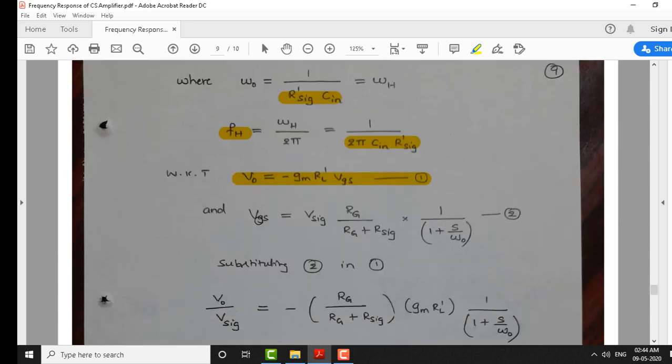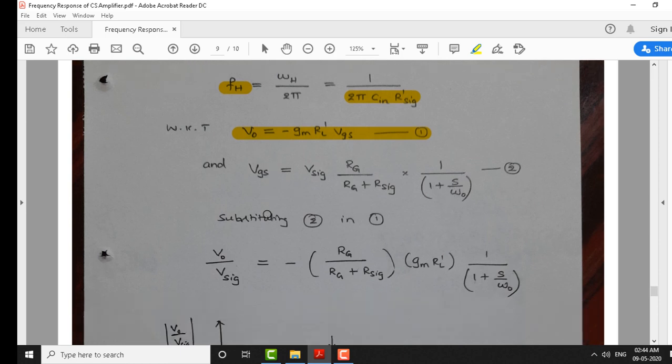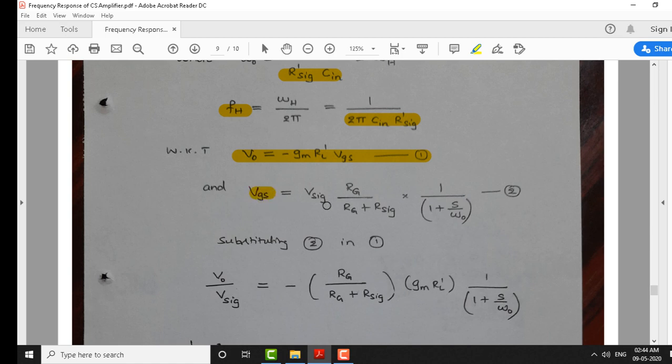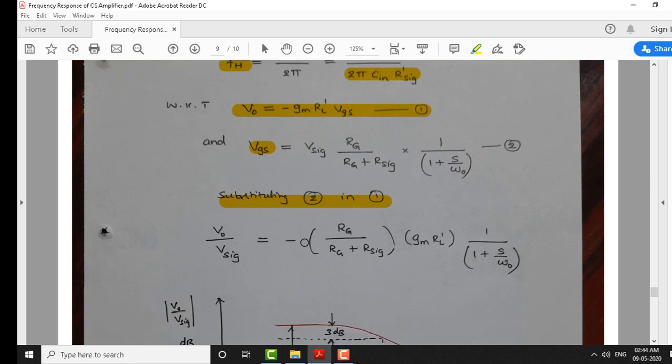So VGS is equivalent to V signal times RG divided by RG plus R signal, multiplied with 1 divided by 1 plus S by omega naught. Now we can substitute the VGS value in equation number 1. So substituting equation 2 in equation 1, we obtain the overall voltage gain V0 by V signal. V0 by V signal is equivalent to minus, because we have a minus sign here, RG divided by RG plus R signal into GM times RL dash into 1 divided by 1 plus S by omega naught.